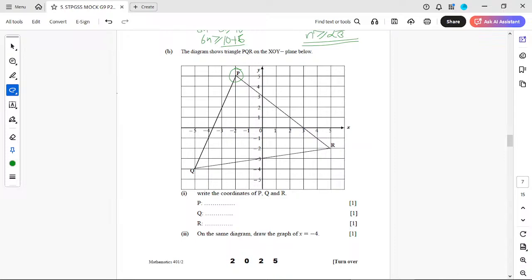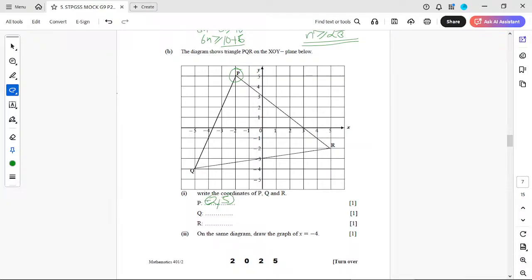So when you're writing the coordinates, we start by writing the reading of the x-axis, then we go to the y-axis. The reading of this point on the x-axis is -2. So we say open bracket -2, comma, then on the y-axis the reading is 5, so we say comma 5, close bracket. That way we have written the coordinates for point P.